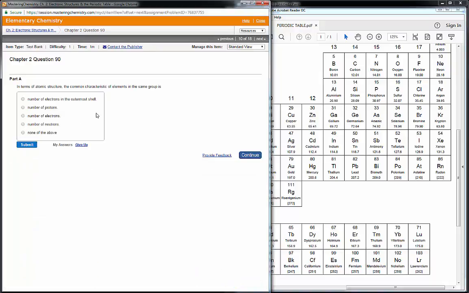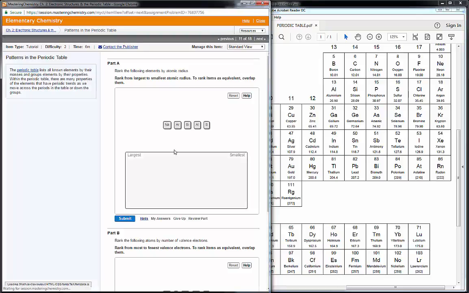In terms of atomic structure, a common characteristic of elements in the same group, that is the same column, is the number of electrons in the outermost shell. That's what dictates chemical reactivity. That's why everything in the same column has similar chemical reactivity. Because when two atoms interact with one another, it's the electrons on the surface, that is the electrons on the outermost shell, which actually do the reacting. So if you have the same number of electrons in the same type of outermost shell, then you're going to react in a very similar way.